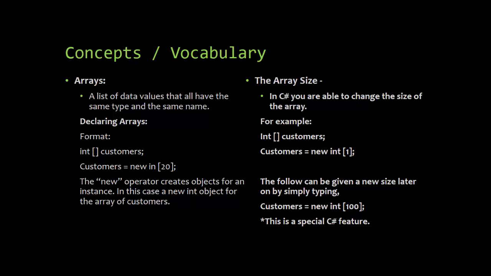In C#, you are able to change the size of an array. What that means is that when we declare an array and we set it to a certain size, for example, if we say customer, this array is size 1, at any time we can go back and say customer equals new integer 100. This is a special feature for C# and we cannot do this for any other language.